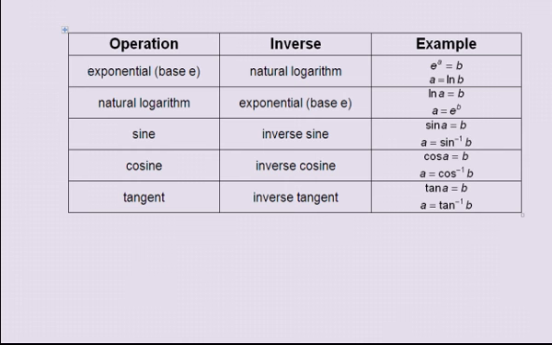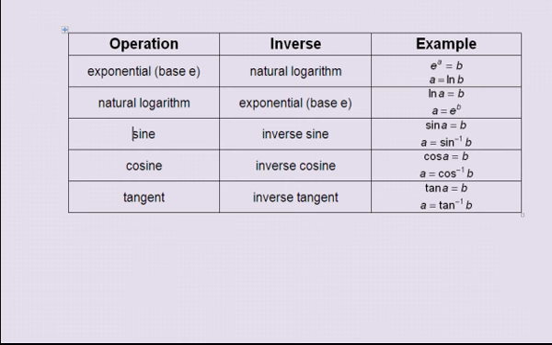The inverse of the operation exponential, base e, is natural logarithm. For example, e to the power A equals B implies that A equals the natural logarithm of B. The inverse of the operation natural logarithm is exponential base e. For example, the natural log of A equals B implies that A equals e to the power B.